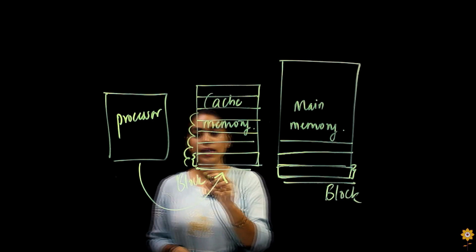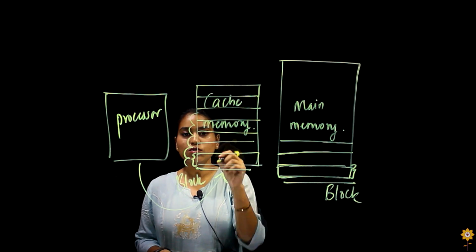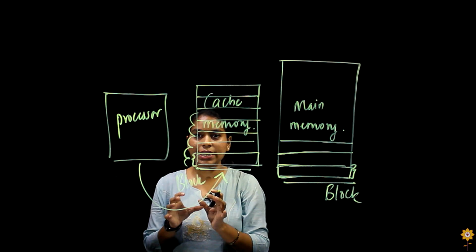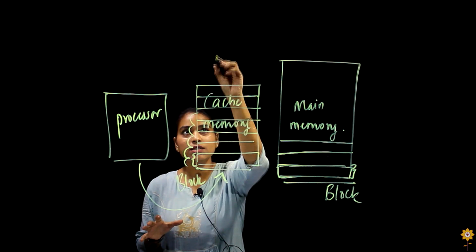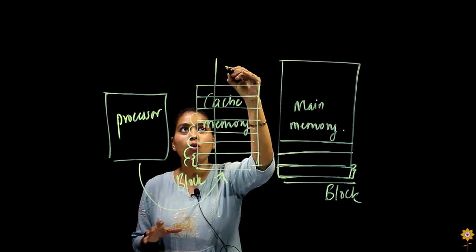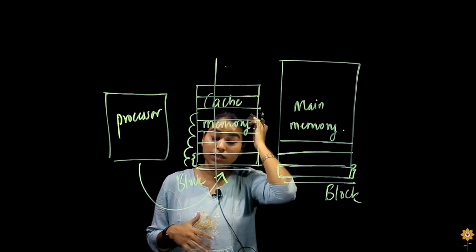Inside the cache memory, there's a division. You have code cache and you have data cache. It is divided into 2 parts: one is code cache and one is data cache.